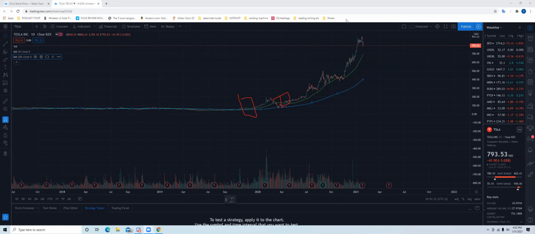VWAP is the volume weighted average price. I hope everybody has been able to see the chart well. Regarding how I plotted the SMA, they plot themselves. I just changed the time on it in the indicator.